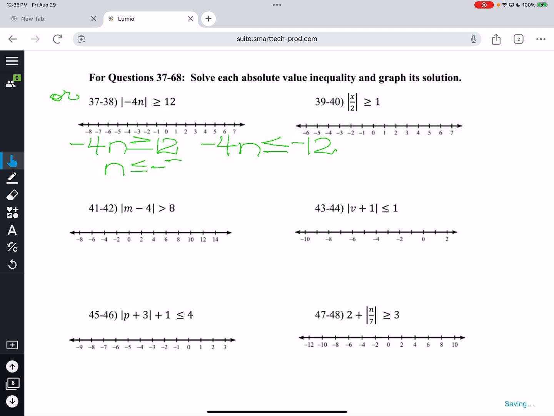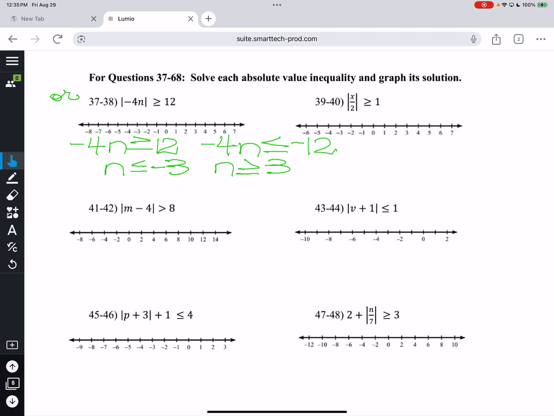Wait a minute. We had a greater than. Why is it less than? Because you divided by a negative. Perfect. So what's our other one? n is greater than or equal to positive 3. All right. Everybody good about the flipping? We had to change something. We had a lot of changing on that.